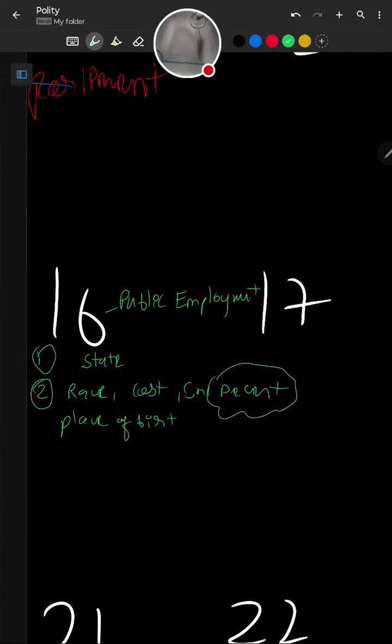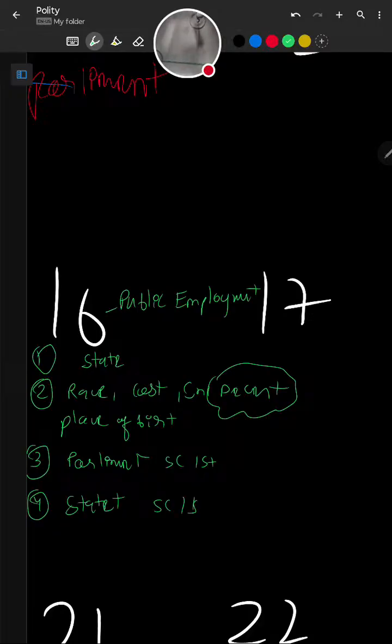Then clause 3 of Article 16 says that the Parliament, and in clause 3 the first one is the Parliament and the second one is the state. So Parliament can make any provision by which tribes like SC or ST can get benefit, and the particular state can also do that. So that is Article 16, clauses 3 and 4.